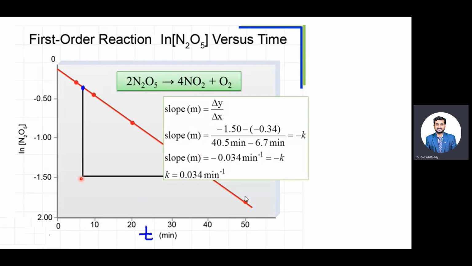So what is the difference? You can see minus 1.5 minus minus 3.4, divided by 40.5 minutes minus 6.7 minutes. We get the slope, that is minus k. Then minus of minus changes to positive, so k is 0.034 per minute.